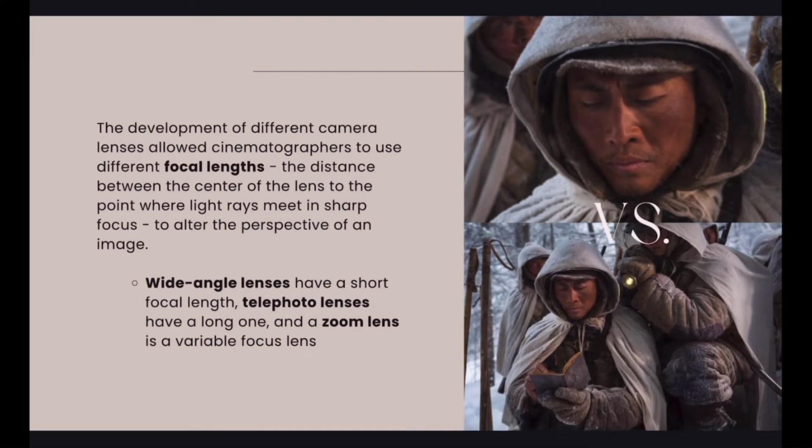The development of different camera lenses allowed cinematographers to use different focal lengths. The focal length is the distance between the center of the lens to the point where the light rays meet in sharp focus to alter the perspective of an image. Wide-angle lenses have a short focal length, telephoto lenses have a long one, and a zoom lens is a variable focus lens. So in these examples from The Taking of Tiger Mountain, the image on the top is using a wide-angle lens as the focal length is short, and the one on the bottom is using a telephoto lens with a long focal length.